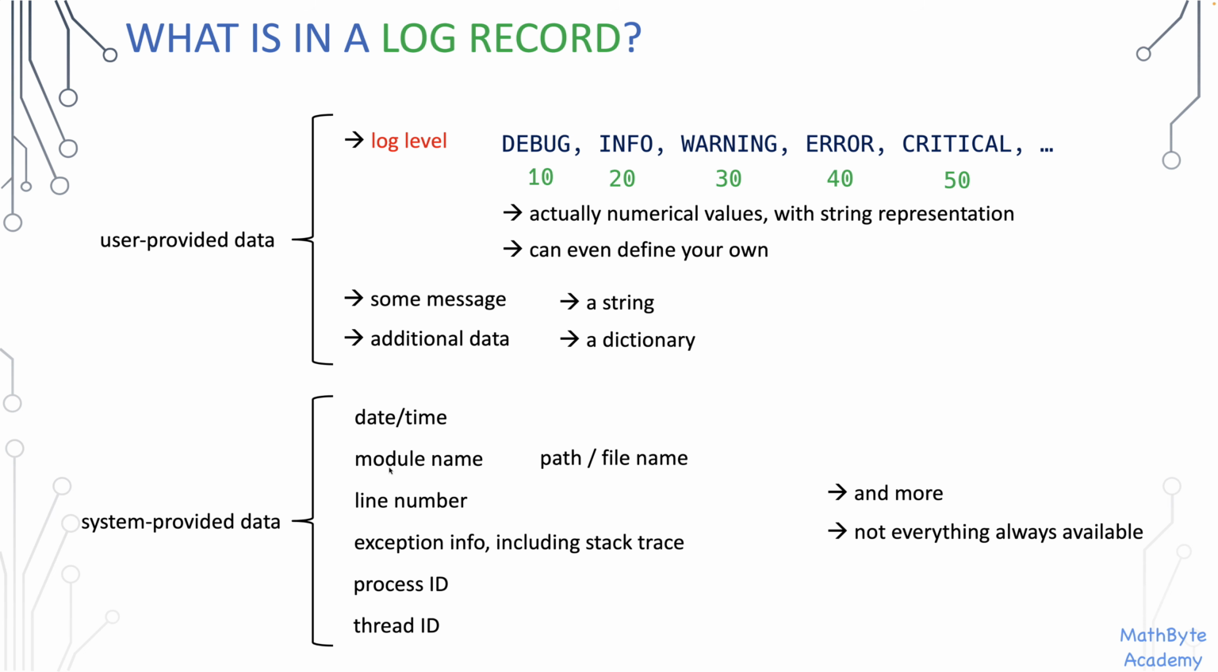Now, of course, not all these data fields are available all the time. Like if you don't have an exception when you're doing this logging, there's no attached exception, so there won't be an exception info, right? That kind of stuff. And all this data is available essentially as attributes of the log record object. So that's what the log record is. It's basically a class, which is a collection of attributes that are user-provided attributes or system-provided attributes. That's the log record.